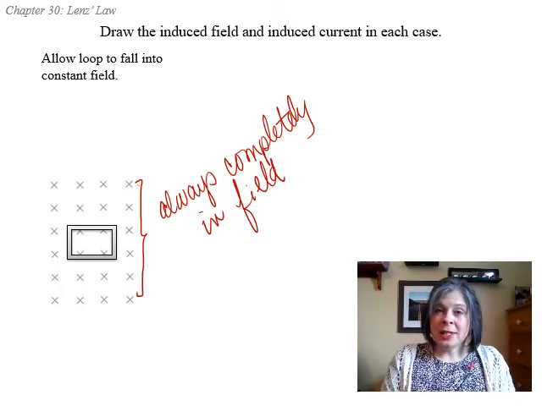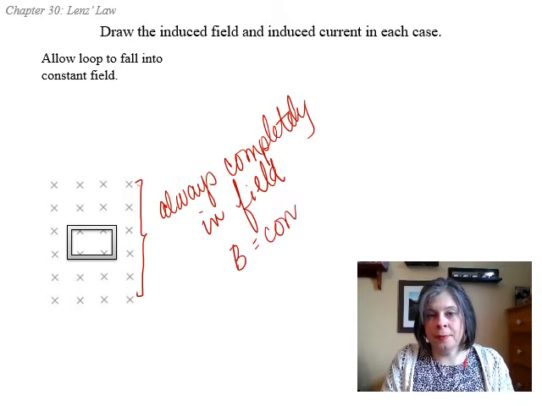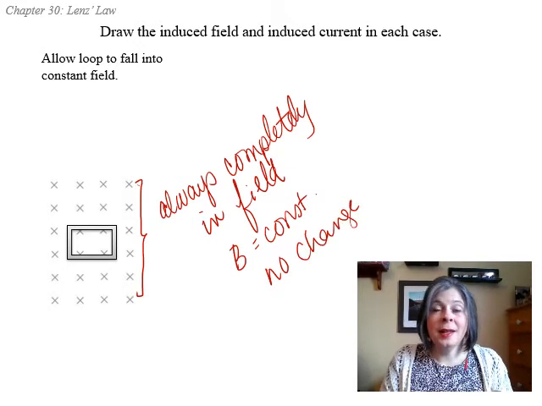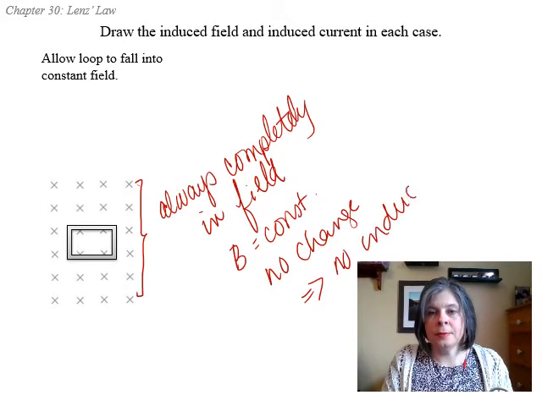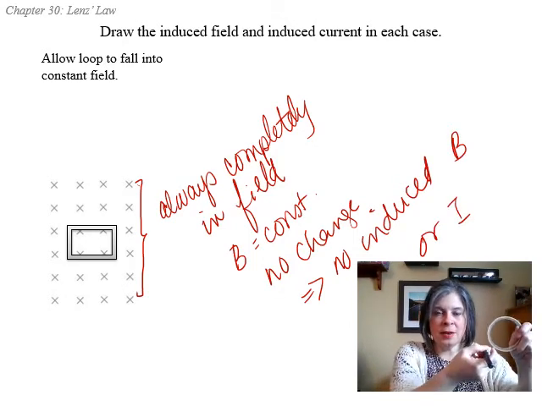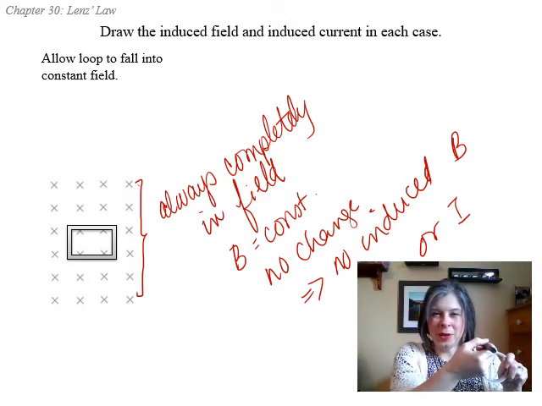If the whole loop is in the field all the time and that field is constant, then there's no change in field. That means no induced magnetic field and no induced current. Okay, that's kind of interesting. As the loop falls into the field, we get an induced current. Once it's fully in the field, the current goes away.